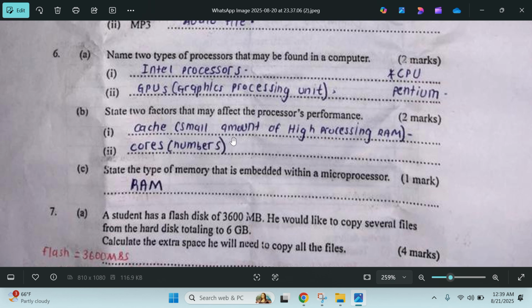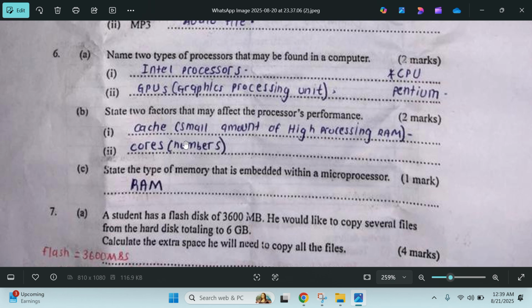Even the core numbers affect the processor performance. If you have maybe Core i3, the lesser the numbers, then the processor's performance is going to be affected. And the more the numbers, the processor will be okay. Core i7 cannot be compared to Core i3. Core i9 cannot be compared to Core i3. So core numbers also affect processor's performance.